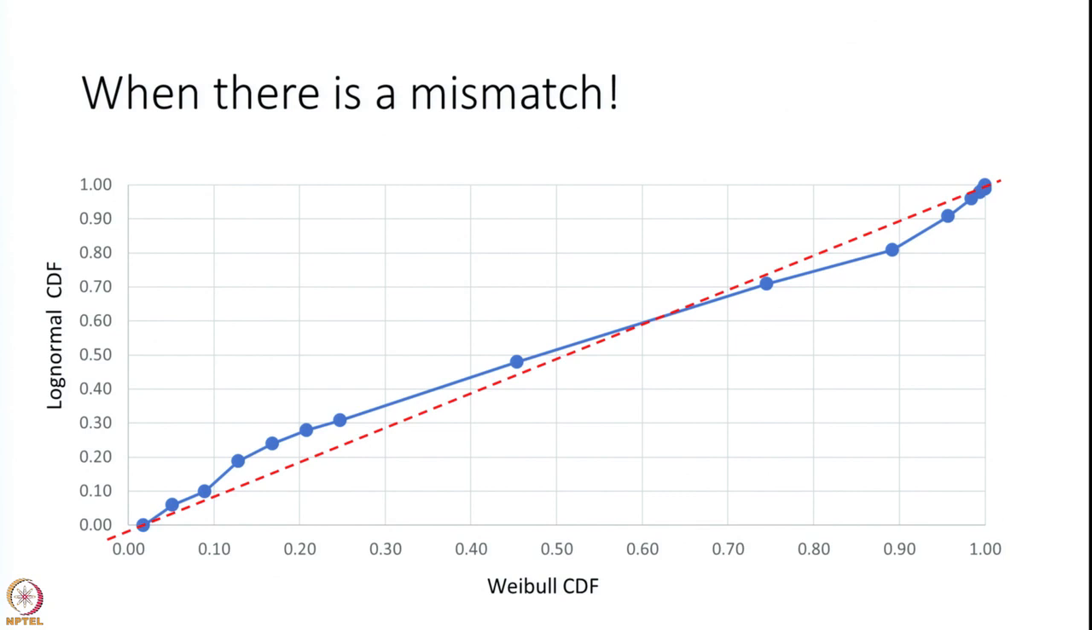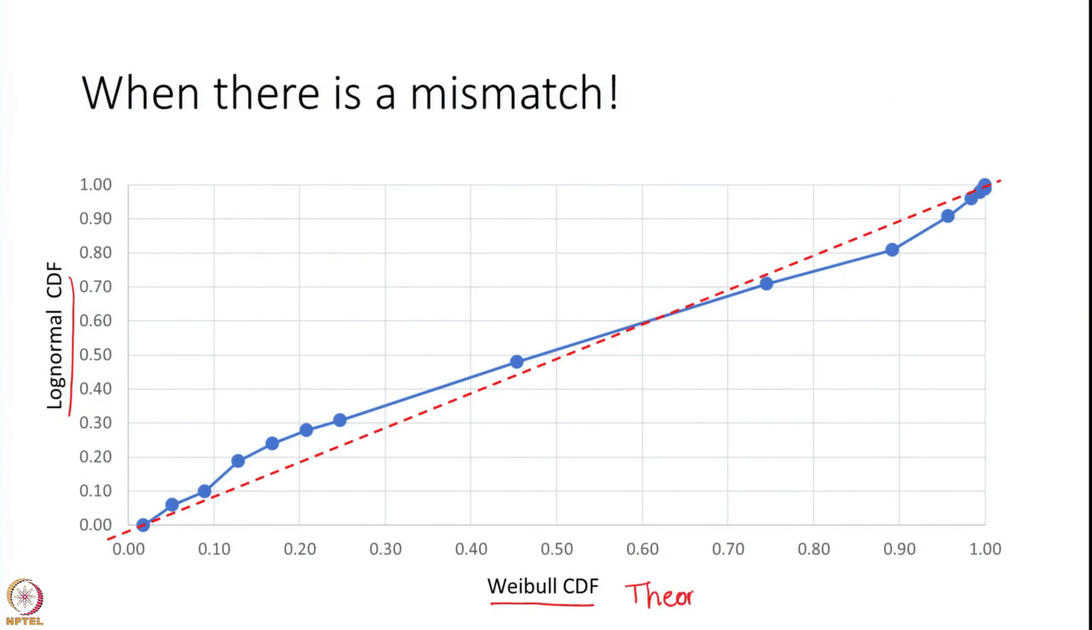Let us take the case of mismatch, because sometimes we understand only when we see the matching, but we understand more if we see the mismatch. Now here we go. Here I have generated log normal data by a random number generator, and I am assuming that the data is actually coming from a Weibull distribution. I have a data from a population which actually has a log normal distribution, while I have thought that I have drawn a sample from a Weibull distribution.